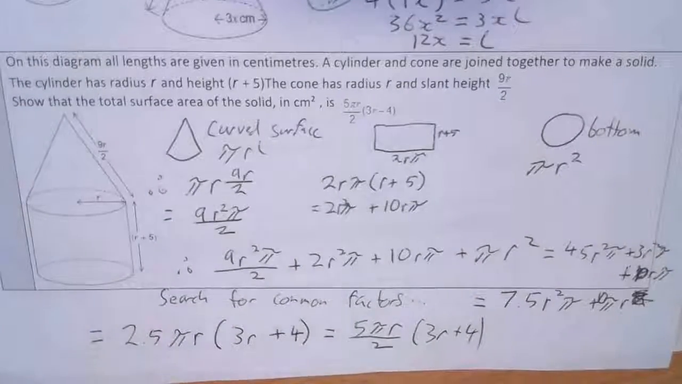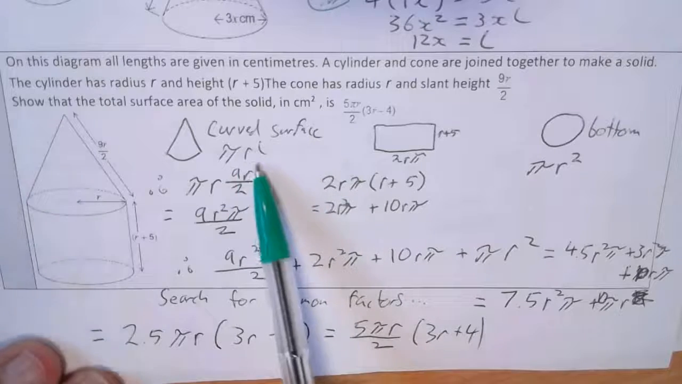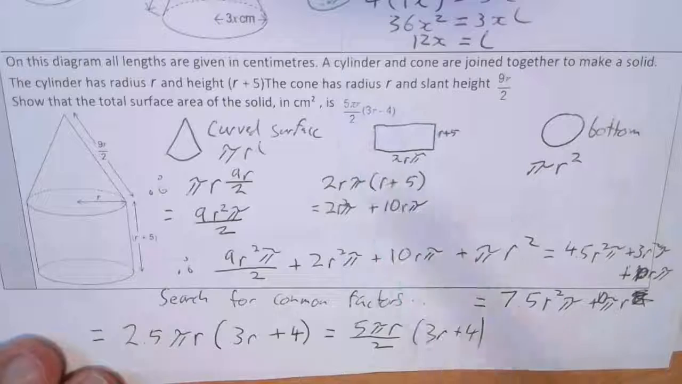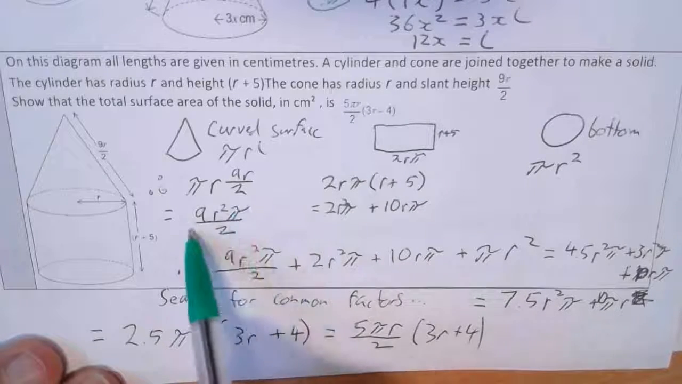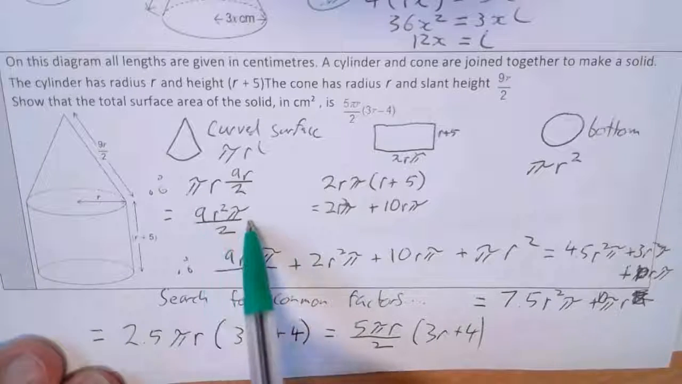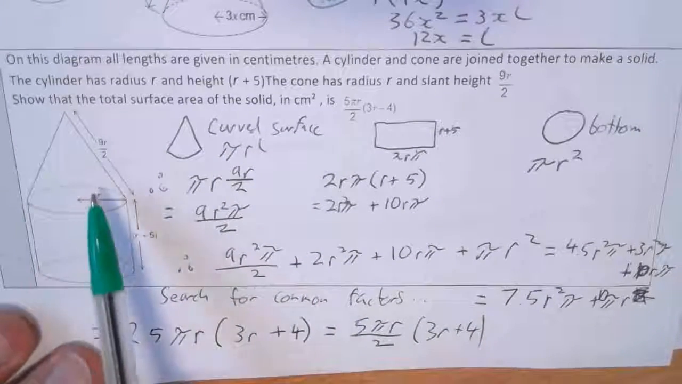plus 4). Okay, so the curved surface is pi r l. So I've got pi r times 9r over 2. I can rewrite this like this, yeah? If these are times by a fraction here, I can write them all with this on top. So I've got 9r squared pi over 2. That's my curved surface part here.